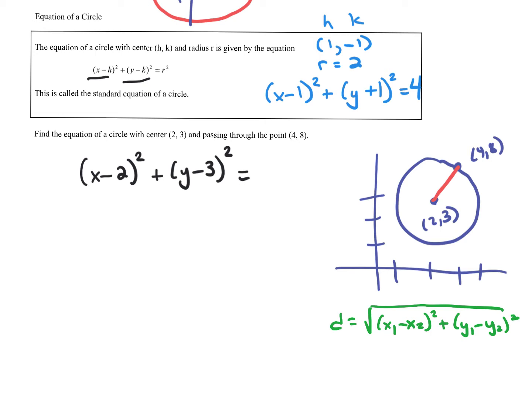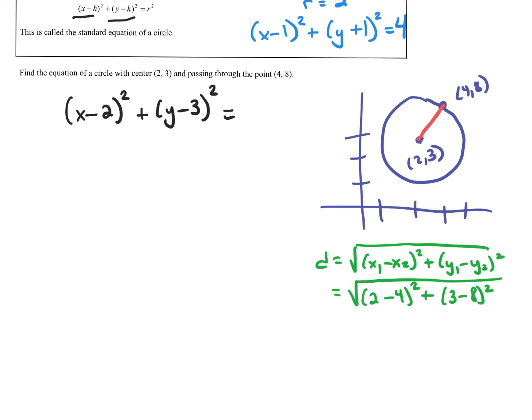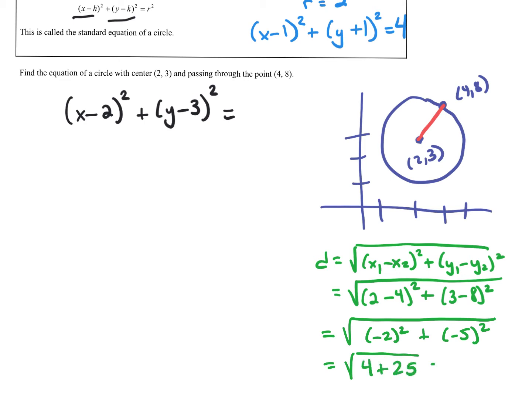Since we have 2 points, we'll just substitute those in. That's going to be the square root of (2 - 4)^2 + (3 - 8)^2. So if we find this distance, that's going to be negative 2 squared, and negative 5 squared. So this is going to be the square root of 4 plus 25, which is the square root of 29. So this distance here is the square root of 29, a little over 5 units. The distance from that center to that edge is the square root of 29.